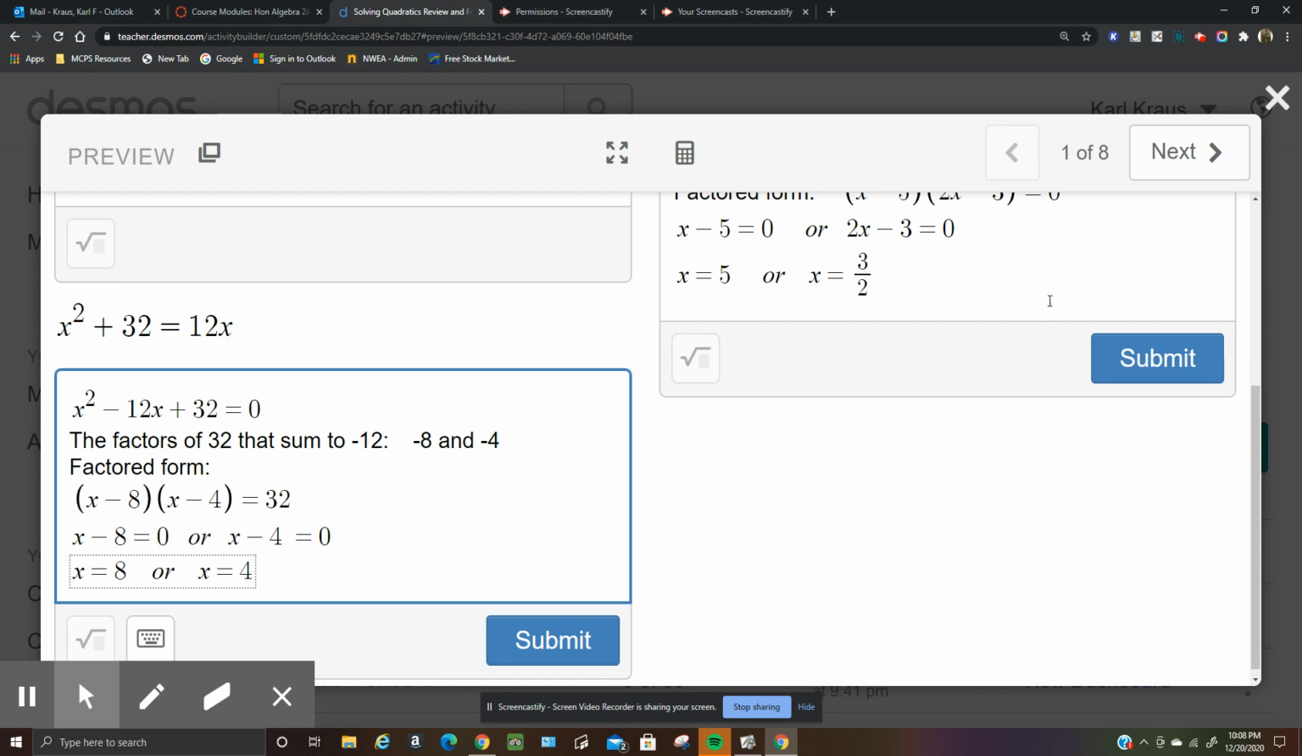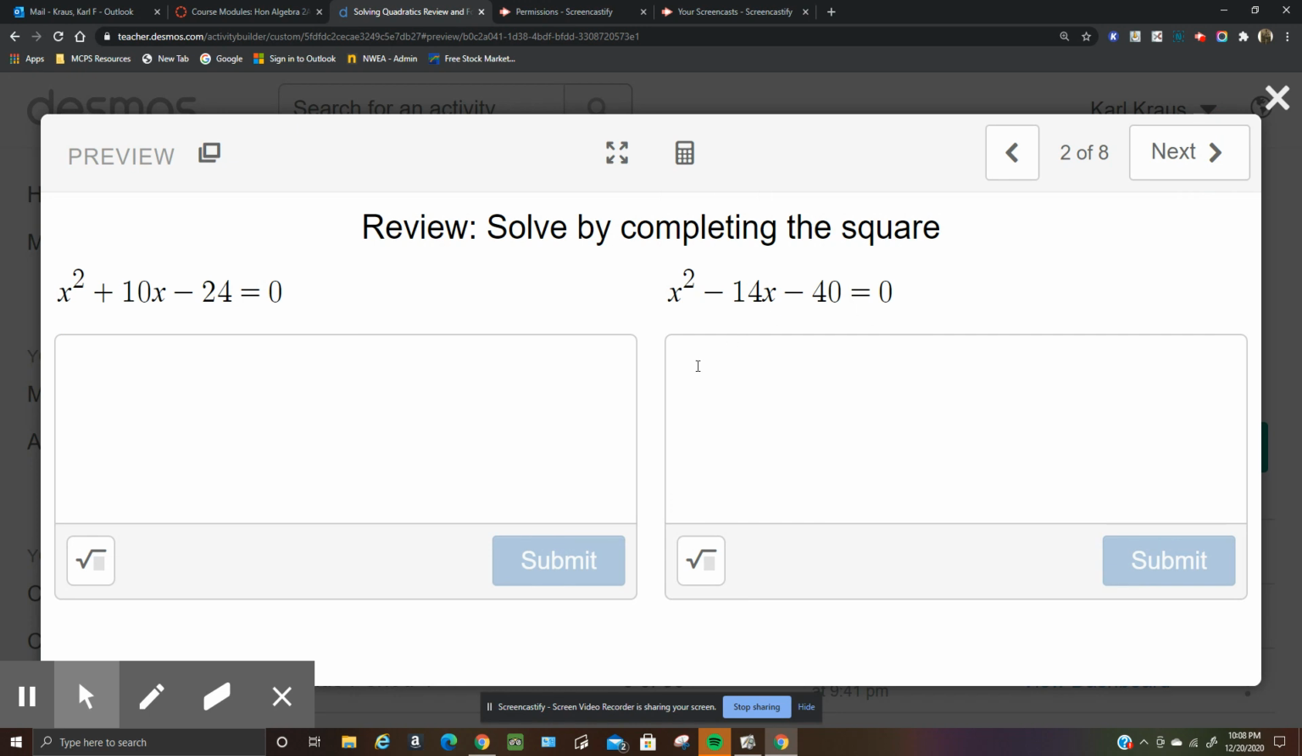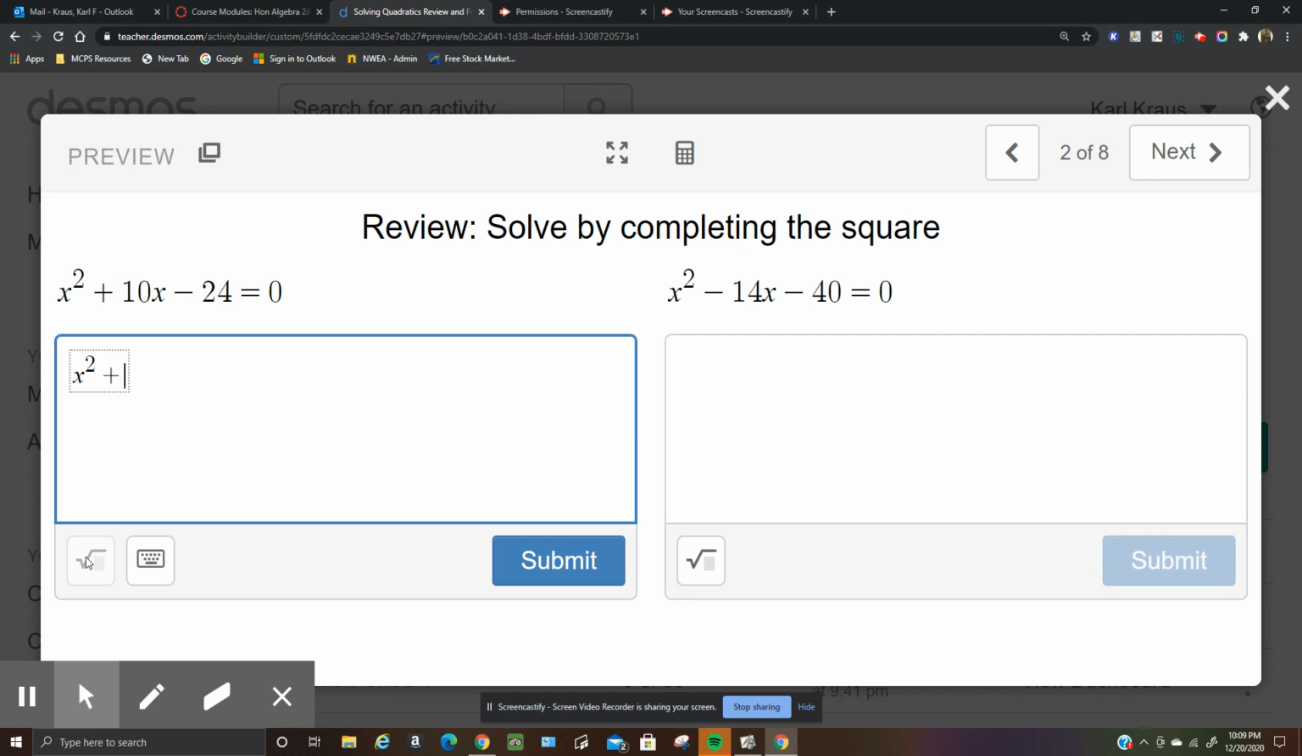That takes care of slide 1. Slide 2, solve by completing the square. The first thing you want to do is add 24 to both sides of the equation. Next, you're going to do 10 divided by 2, which is equal to 5. Square 5. Add 25 to both sides of the equation.